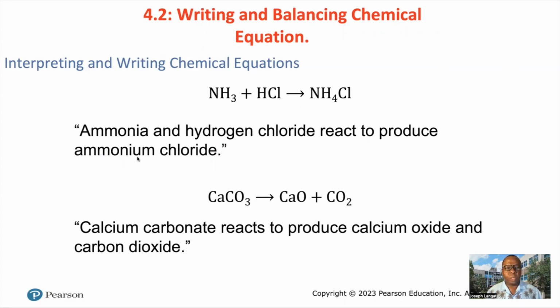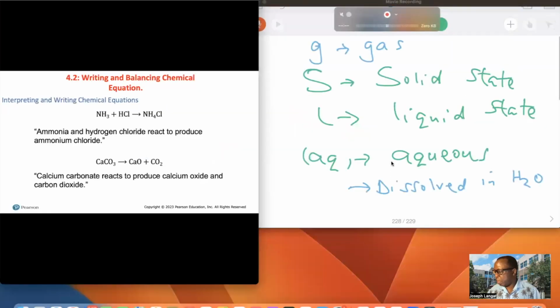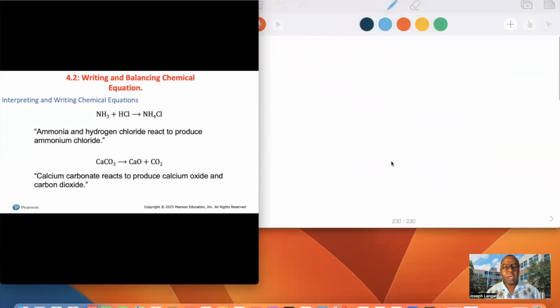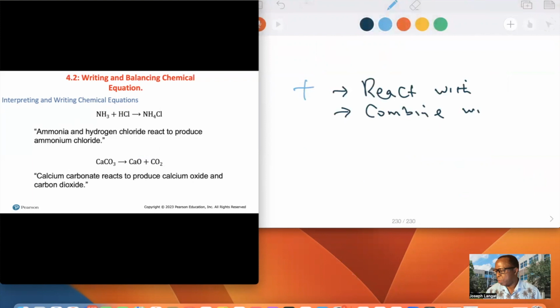ammonium chloride. Sometimes you may see this, which means to produce, an arrow. Let me show you other ways this can be written. This means react with. It can also mean combined with. It means react with, combine with.